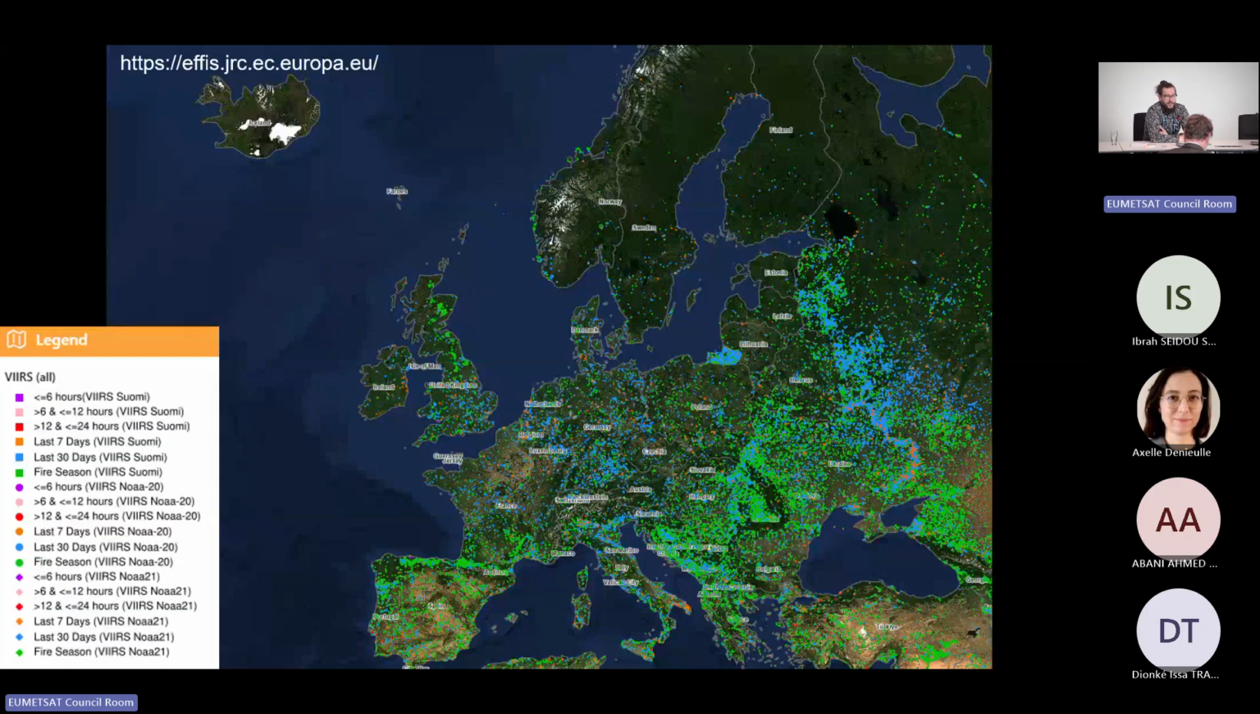Okay, and this is an example of the FIS web portal where you can see the fires. So this is the current fire season, basically starting from this year, and all the fires: the blue ones are older ones, and the green ones are the latest fires. But as you can see, there are, unfortunately, lots of fires.